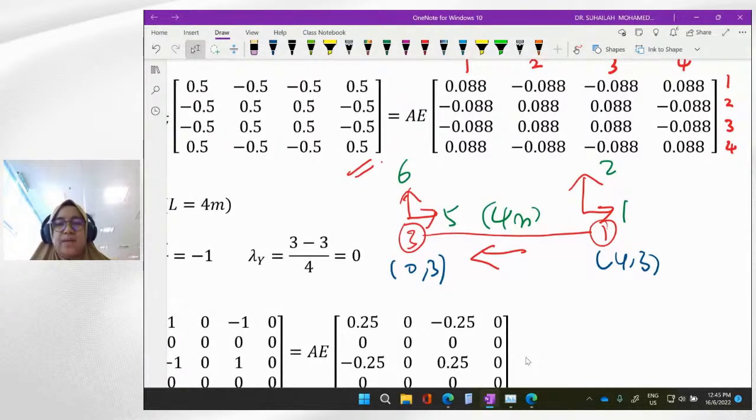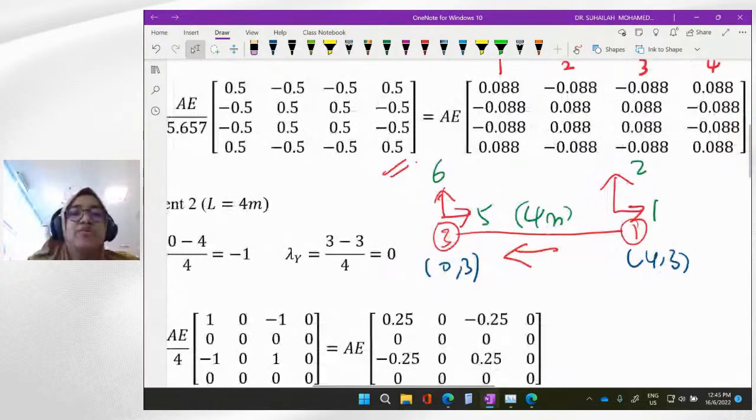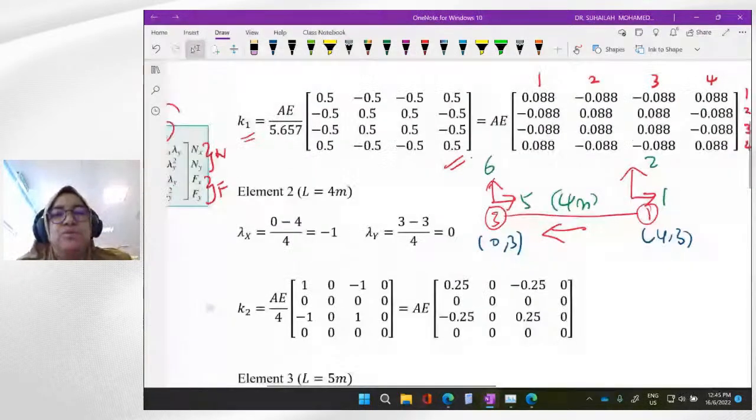Okay, so we move to element number two. We just take out element number two and draw it separately, like what I am doing right now. Element number two consists of two nodes. It is joining node number three and node number one. The arrow is going to the left direction.